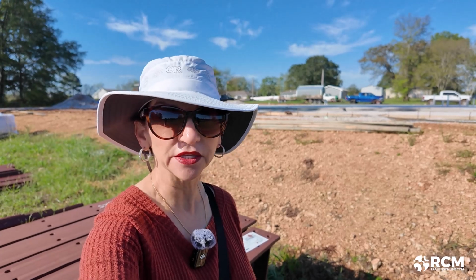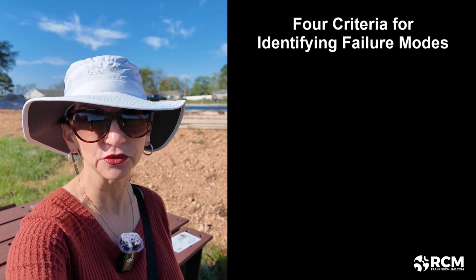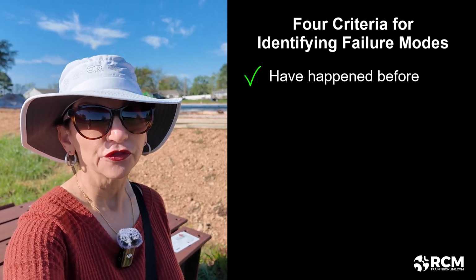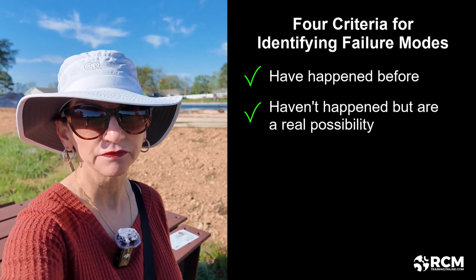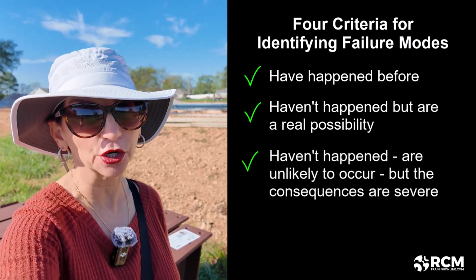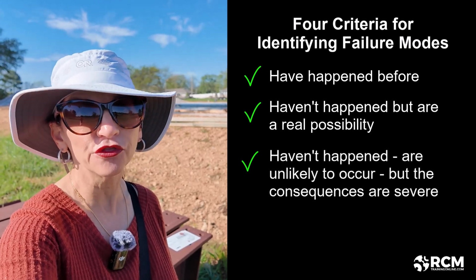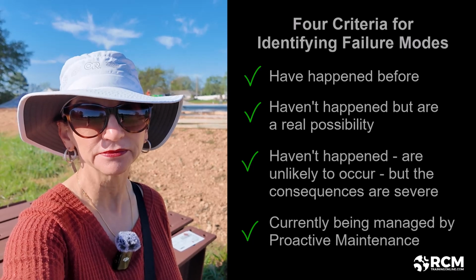In the context of RCM, there are 4 criteria for identifying failure modes. Those that have happened before, those that haven't happened but are a real possibility, those that haven't happened and are unlikely to occur but the consequences are severe, and those that are currently being managed by proactive maintenance.